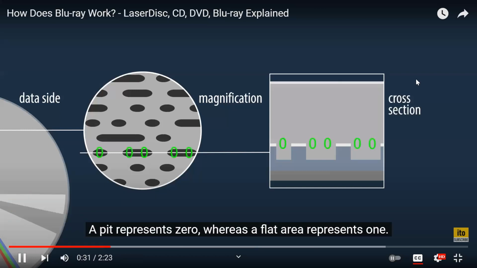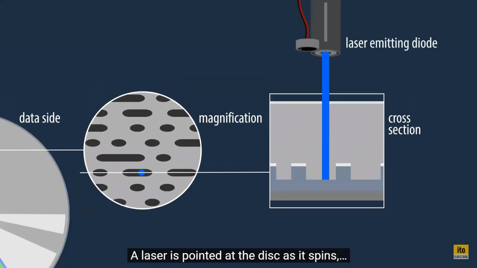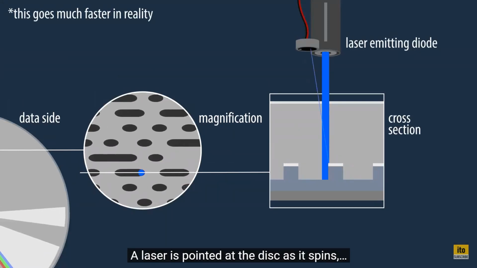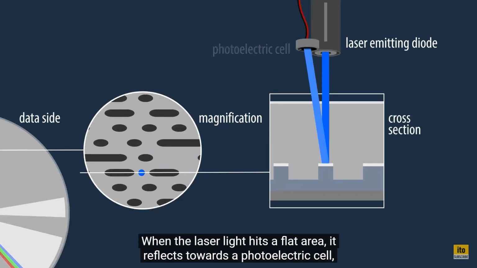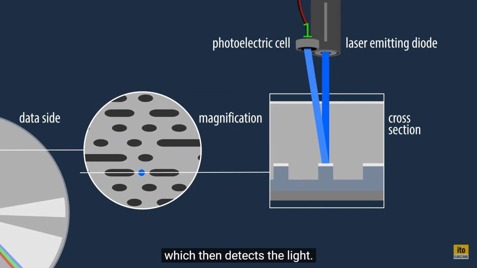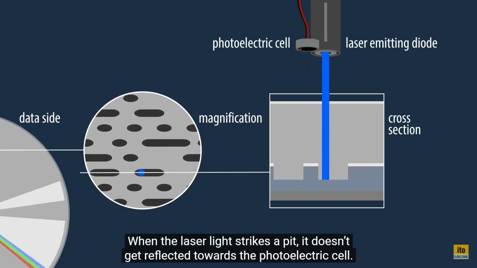A pit represents 0, whereas a flat area represents 1. A laser is pointed at the disk as it spins. When the laser light hits a flat area, it reflects towards a photoelectric cell, which then detects the light. When the laser light strikes a pit, it doesn't get reflected towards the photoelectric cell.